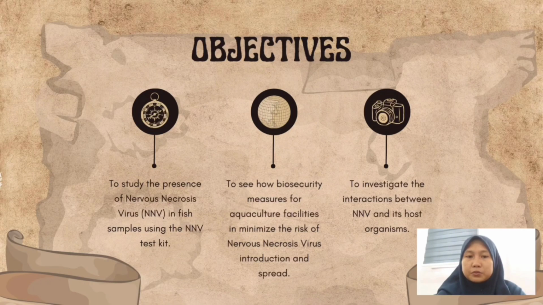The first objective of this lab is to study the presence of nervous necrosis virus (NNV) in a fish sample using the NNV test kit. Second is to see how biosecurity measures for aquaculture facilities minimize the risk of nervous necrosis virus introduction and spread. And the last one is to investigate the interaction between NNV and its host organisms.